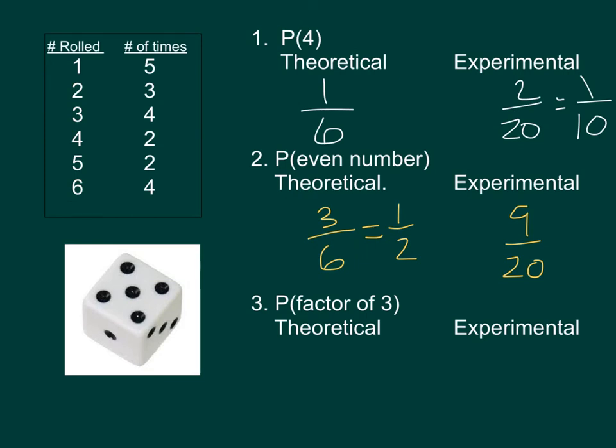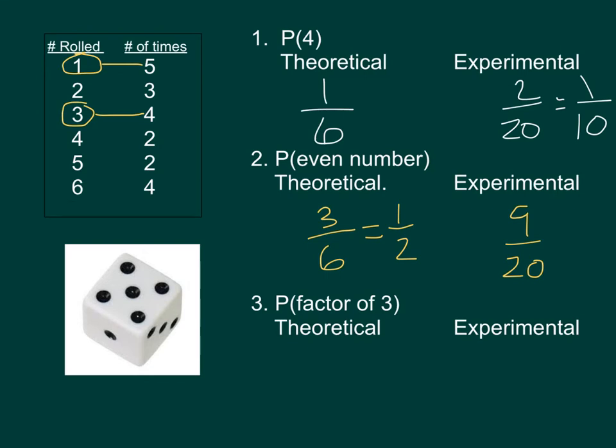For our final comparison, let's look at the theoretical and experimental probabilities of rolling a factor of 3. Just as a reminder, a factor is a number you multiply. So the factors of 3 are the numbers you multiply to get 3. There's really only one way to do that, and that's 1 times 3. So 1 is a factor, we rolled it 5 times. 3 is a factor, we rolled it 4 times. So that was 9 out of 20 times.